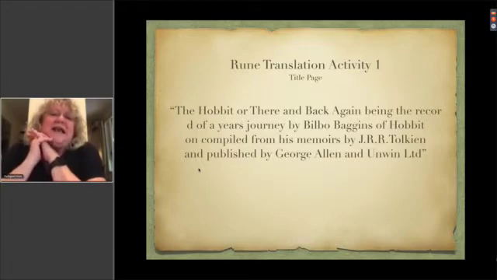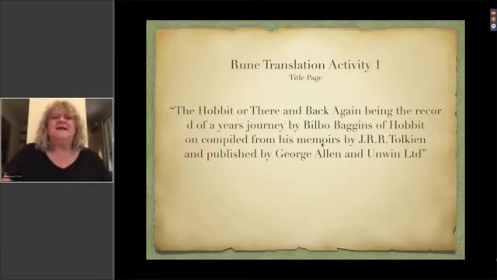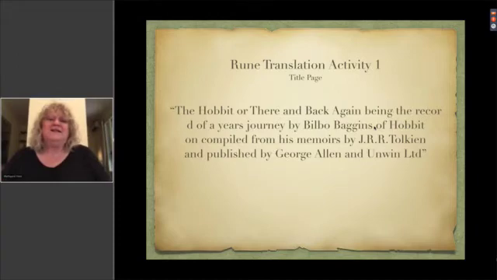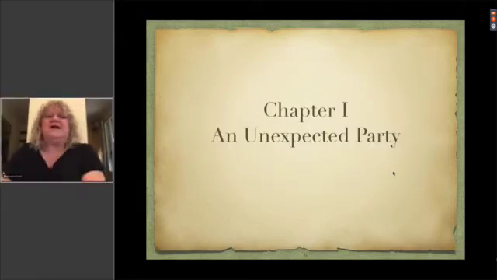One of the things I really like about this title page here is that Tolkien didn't say he wrote this book. He collected, that's what compiled means. You collect all this information, and he got this, where did he get this information? From the memoirs, the things that Bilbo Baggins had written. He didn't write this book, he just collected it and put it all together. And I always thought that was kind of charming. So we're going to go ahead and start with chapter 1, The Unexpected Party.